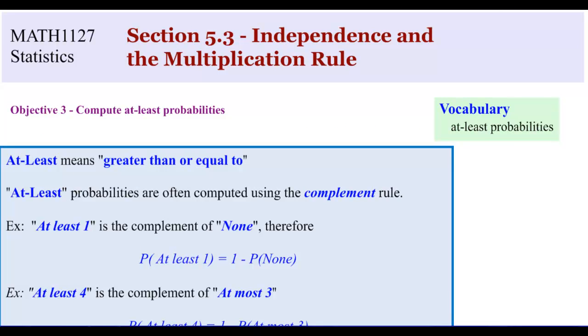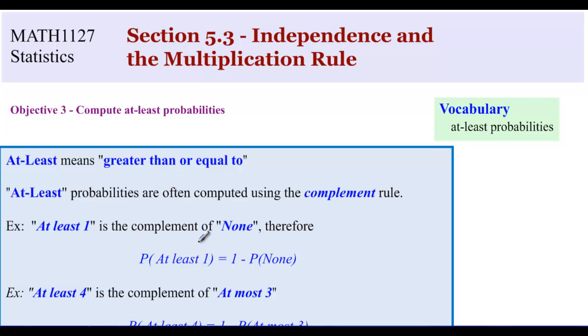Okay, let's talk about at least. So the idea of at least actually will be a little bit challenging for some students. So at least means greater than or equal to. So at least probabilities are often computed using the complement rule. So if it's saying at least 2, it might be easier to just do 1 minus the probability of 1, something like that.